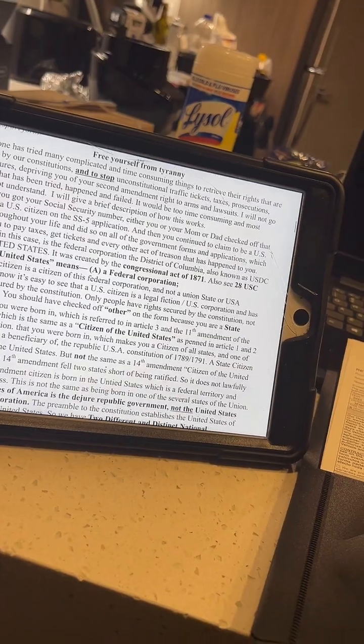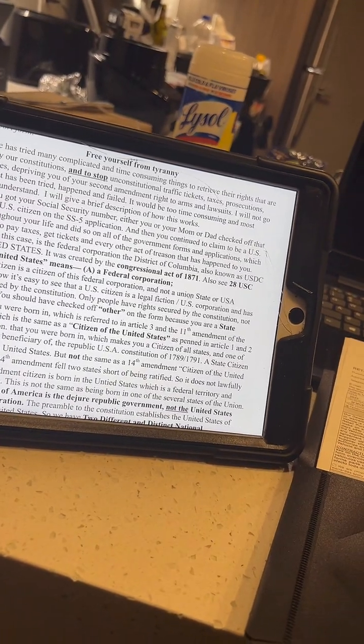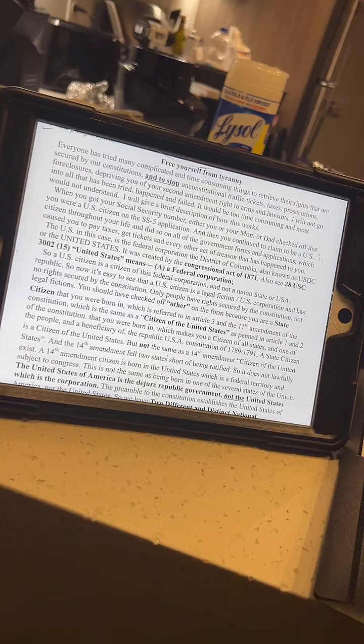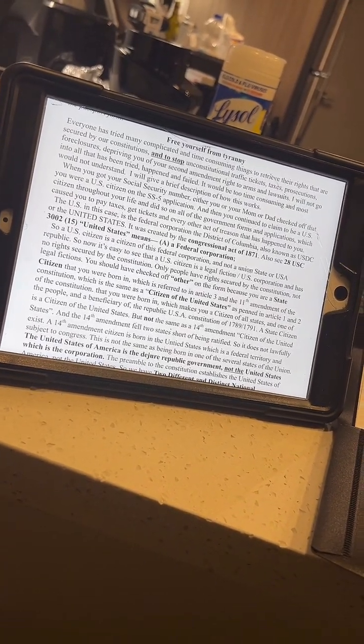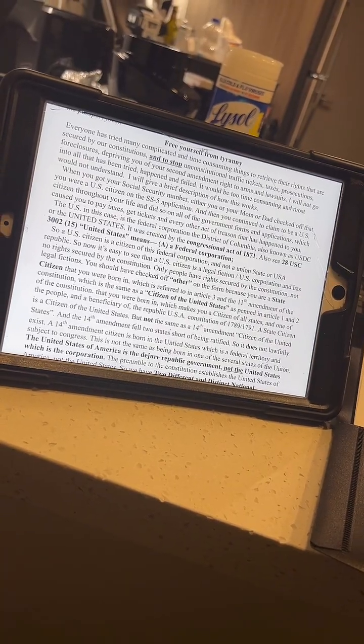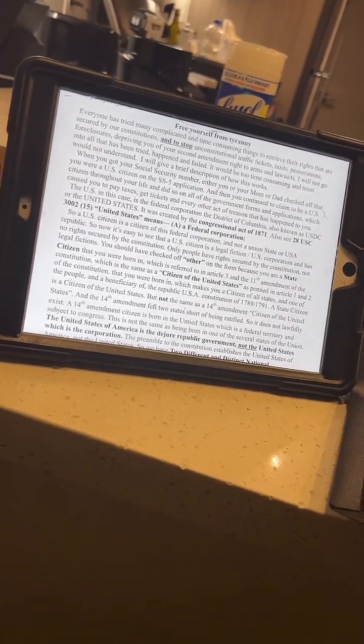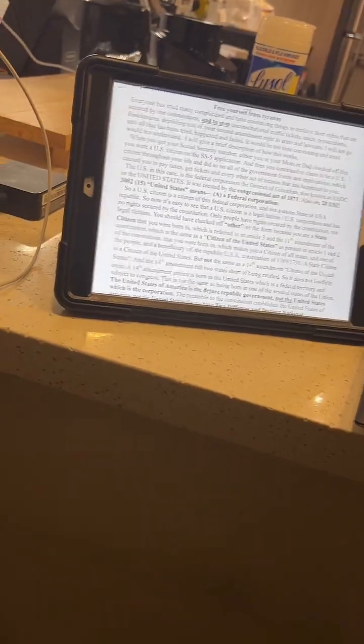A corporation has no rights secured by the Constitution. Only people have rights secured by the Constitution, not legal fictions. You should have checked off "other" on the form because you are a state citizen of the state that you were born in. That's what that teaches. You're a state citizen.